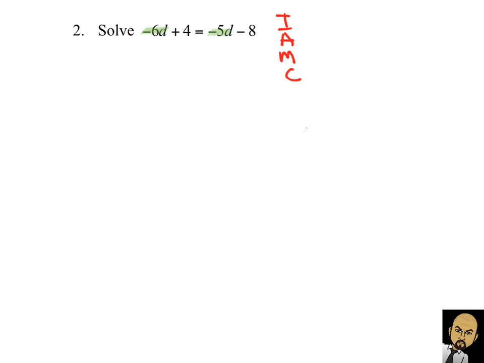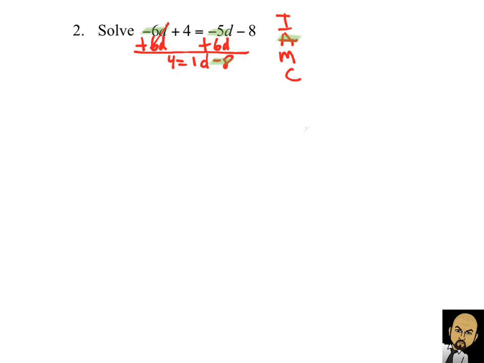Well, I always tell the kids to get rid of the smallest one. So what is smaller, negative 6 or negative 5? Well, negative 6 is smaller, so let's get rid of negative 6d. How do you undo subtracting 6d? You're going to add 6d to both sides. And negative 6d plus 6d cancels out, so you end up with 4 equals negative 5d plus 6d equals 1d. And so you end up with 1d minus 8 on the right-hand side.